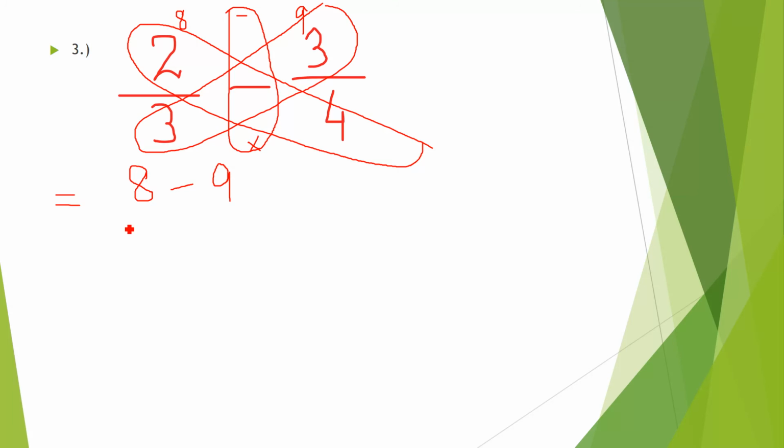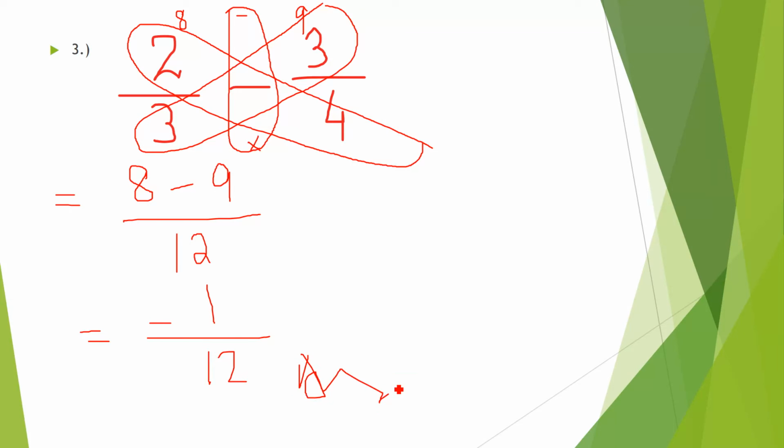So 3 4 times 12, this is 12. Now you have to plus and minus, so this is negative 9, this is positive, so it is negative 1 over 12 is our answer. How simple, right? This is called the butterfly method.